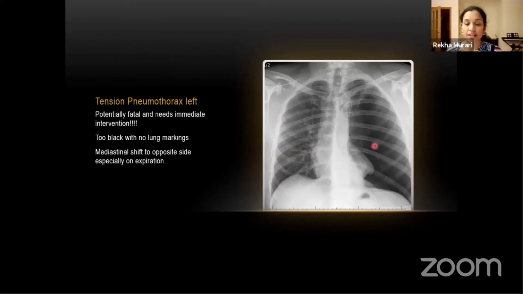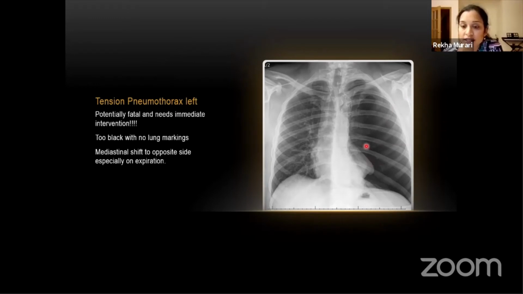So this one, I just wanted to show because this is a pneumothorax, but it's a tension pneumothorax, which is potentially fatal and needs immediate intervention. So it's a medical emergency. We should never miss this, and it's an urgent finding.